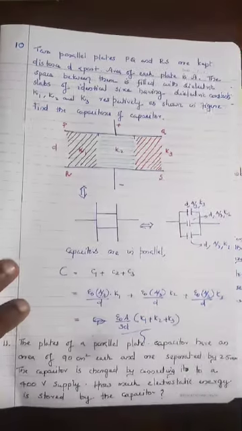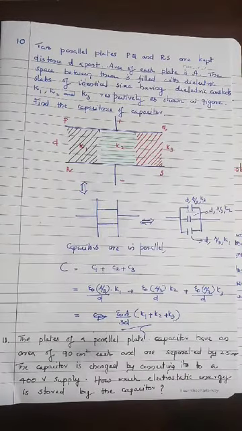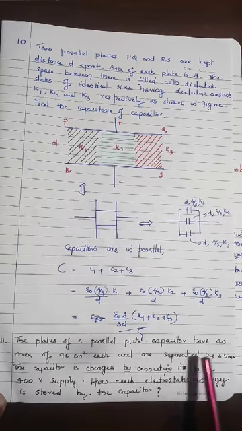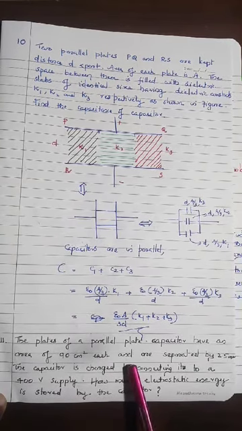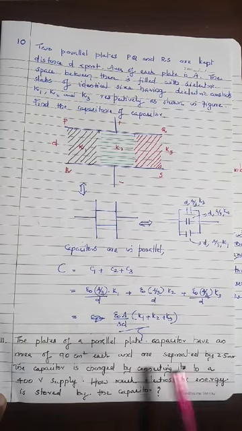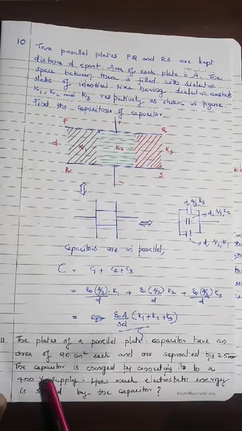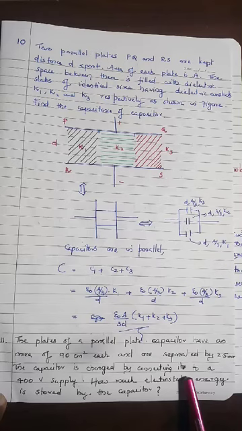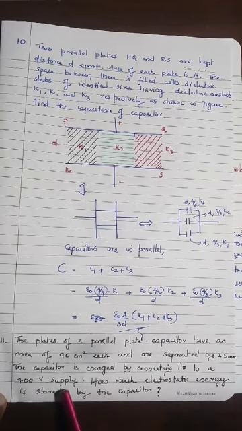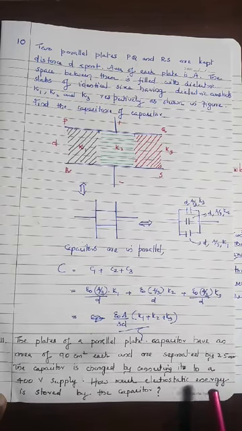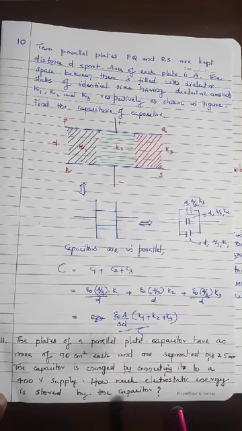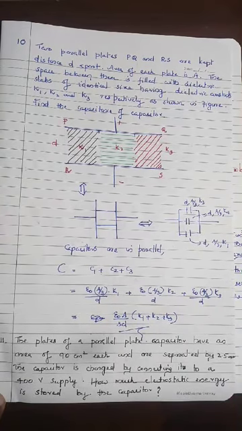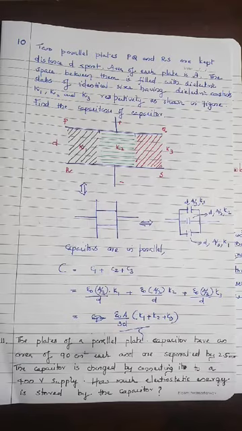Number 11, a good question. The plates of a parallel plate capacitor have an area of 90 square centimeter each and are separated by 2.5 millimeter. The capacitor is charged by connecting it to a 400 volt supply. How much electrostatic energy is stored by the capacitor? Simple data, everything is there. So we can use the relevant relation as U is equal to half CV square.